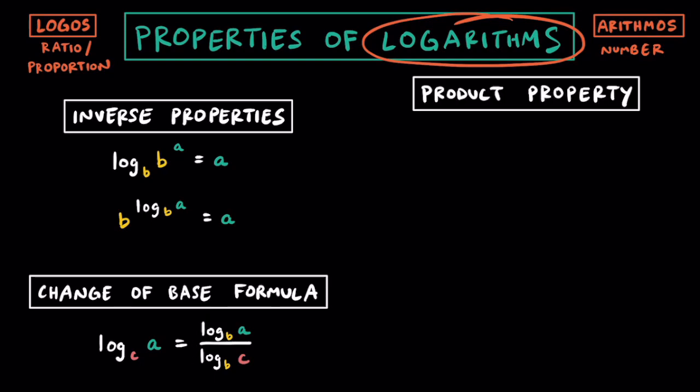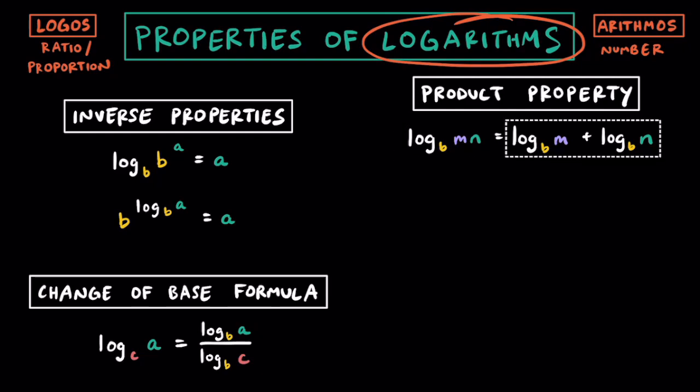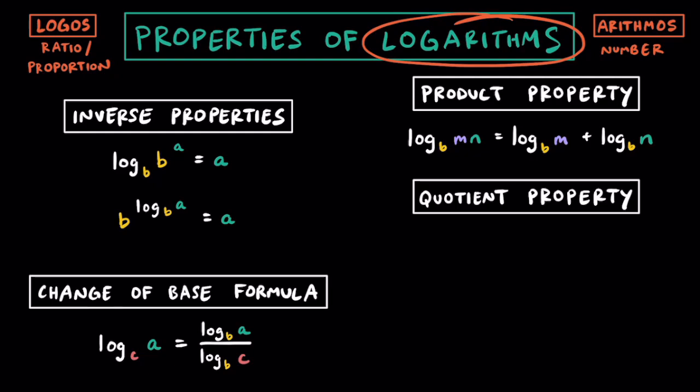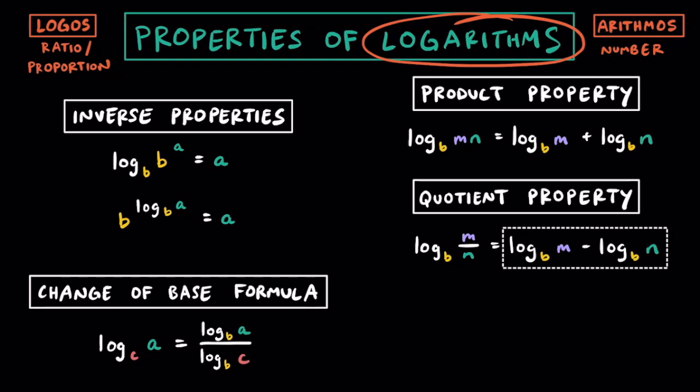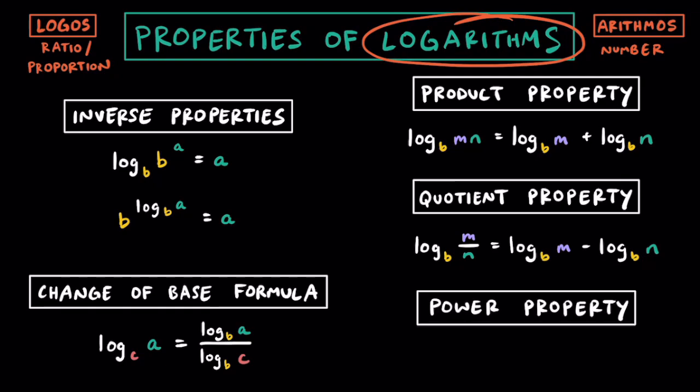Bringing it back to properties, we'll also talk about the product property, where we'll talk about why log base b of m times n is the same thing as log base b of m plus log base b of n. Another property we'll talk about is the quotient property, where we see that log base b of m over n, or m divided by n, is equal to log base b of m minus log base b of n. And the final property we'll be discussing in this video is the power property, where we'll talk about why log base b of m to the n power is just equal to n times log base b of m.